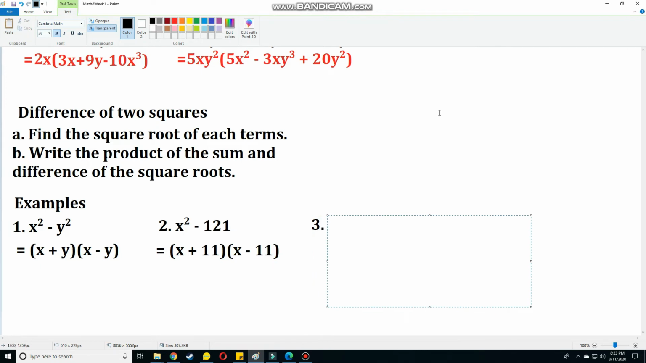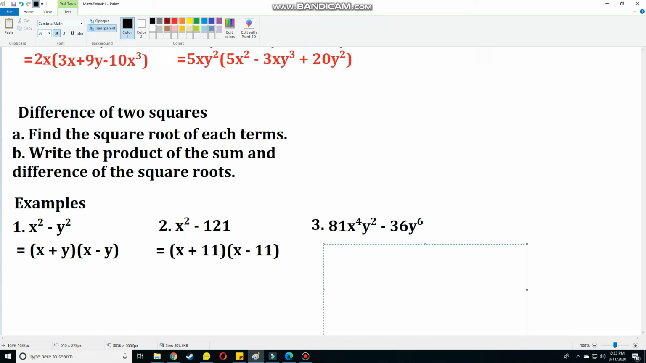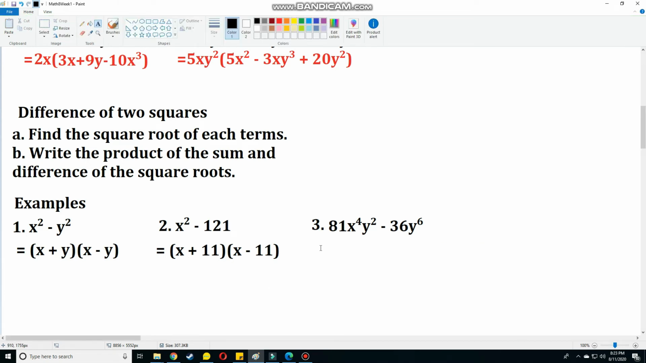Let's have another example, number 3. Let's say we would have 81x to the 4th y squared minus, let's say, 36y to the 6. Take note, 81x to the 4th y squared is still a perfect square, and 36y to the 6 is another perfect square. So therefore, we could still apply factoring difference of two squares.